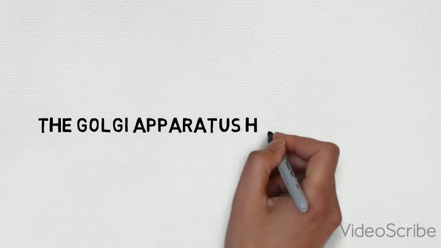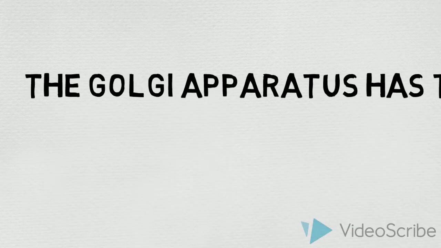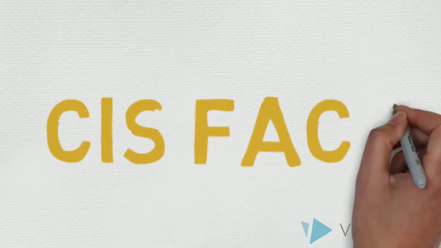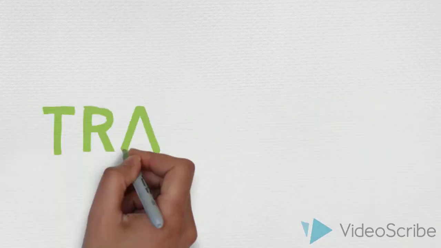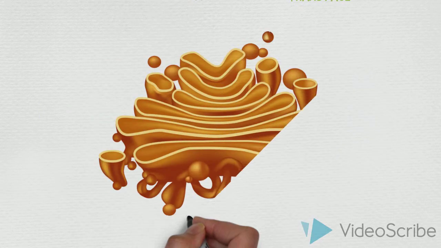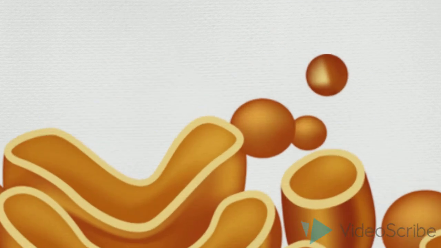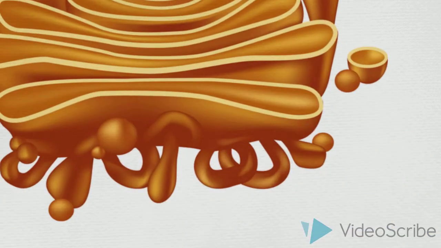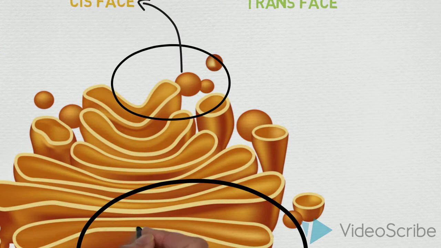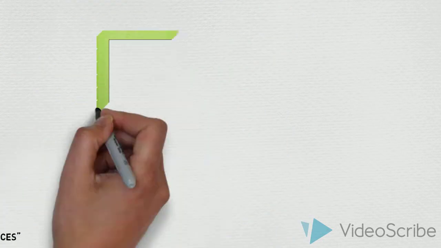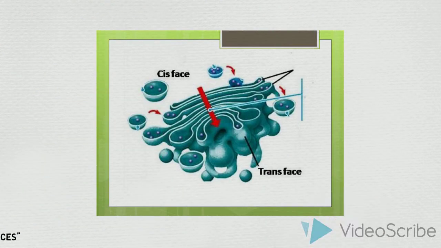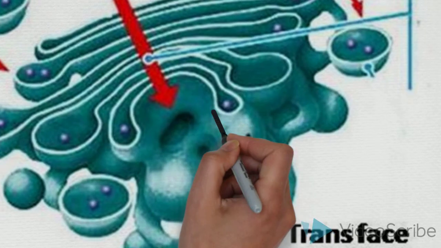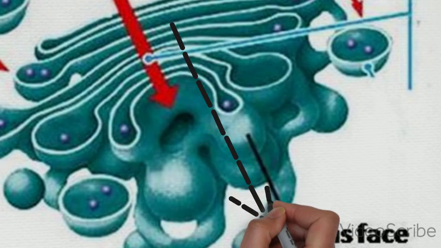The Golgi apparatus has two phases, the cis phase and the trans phase. The cis phase would be the convex shaped part of the Golgi apparatus, whereas the concave shaped part is the trans phase. The vesicles will then move from the cis phase to the trans phase in that particular order.